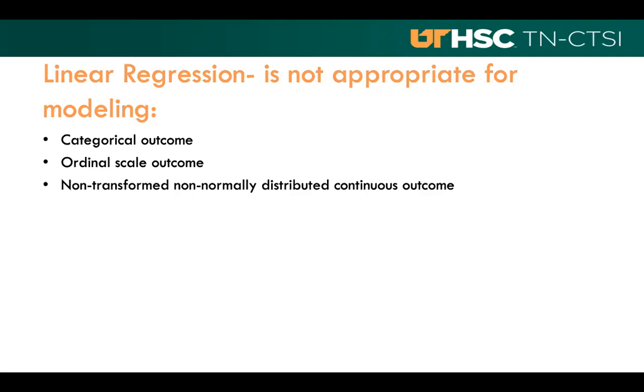The association between the X and Y variables has to be linear. The observations have to be independent. The homoscedasticity, or constancy of the variance of the residuals, and we have to look at the outliers as well. So for categorical outcome variables, we cannot use linear regression. For ordinal scale outcome, we cannot use linear regression. For non-normally distributed variables, we have to first transform them to normal distribution before we can use linear regression.